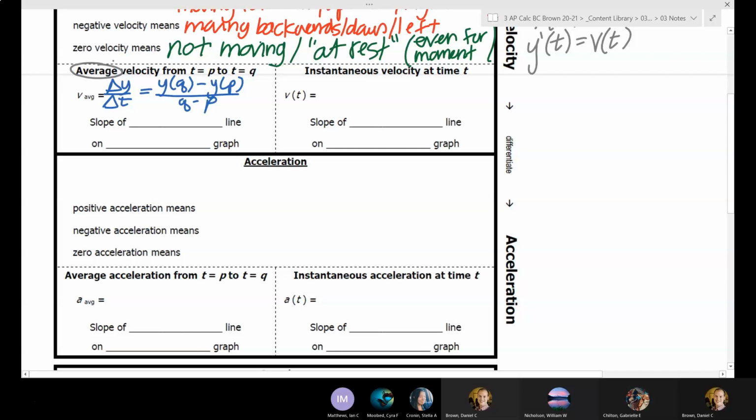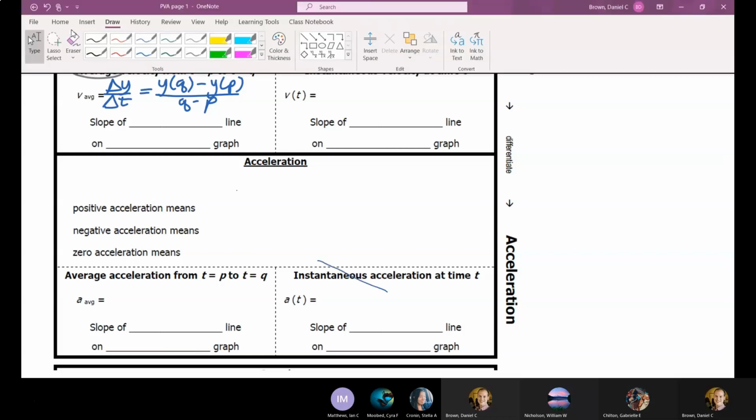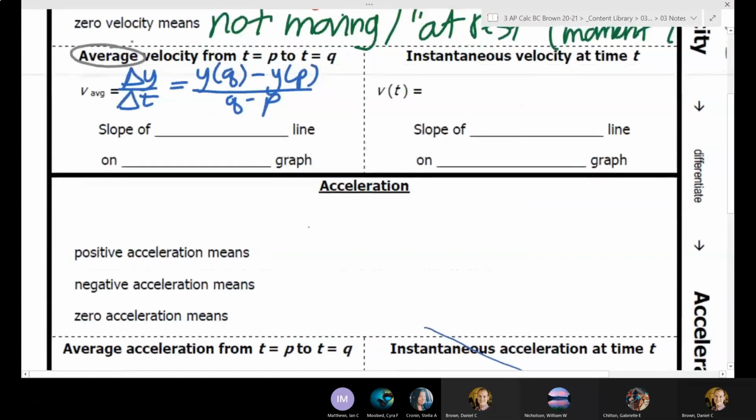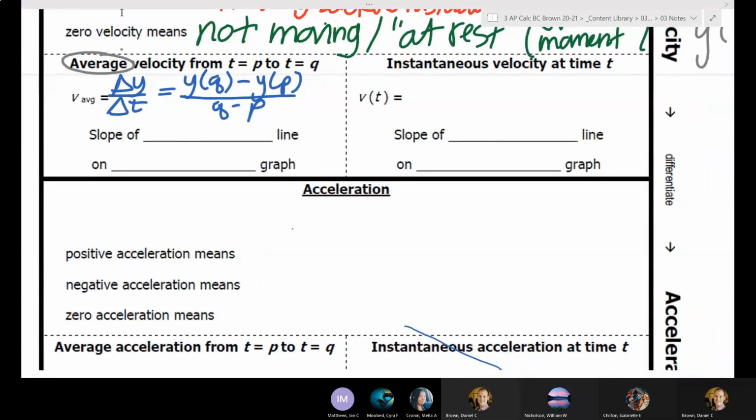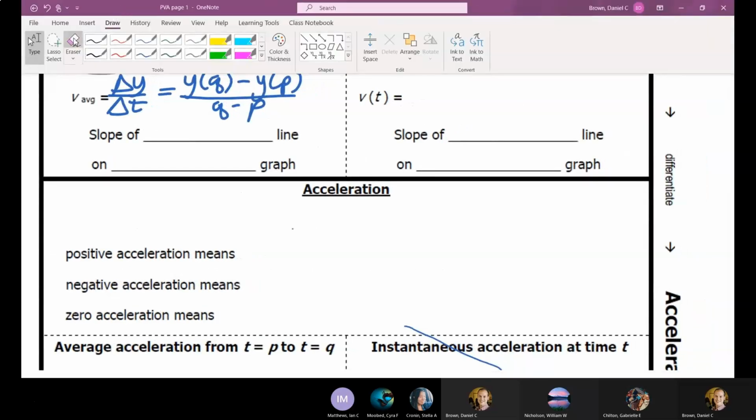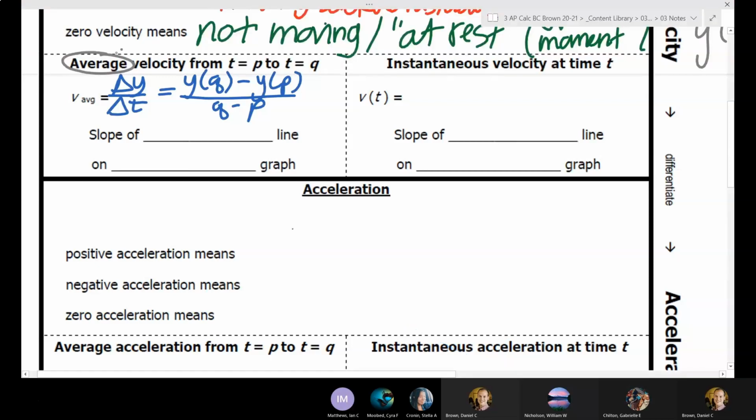Some things to associate this with in this class: if we're doing the old school slope, we are associating this with the slope of a secant line. Specifically, looking at the formula, we're doing the change in y, which we're associating with position. So it's the slope of the secant line on our position against time graph.